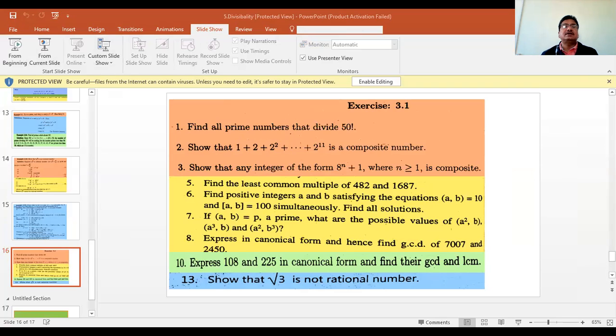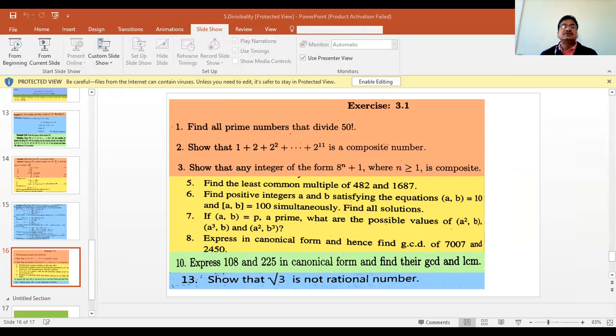So this is the exercise on the previous topic, that is the divisibility. Solve all these problems first. Now we are going to start a new topic, that is the congruence relation.